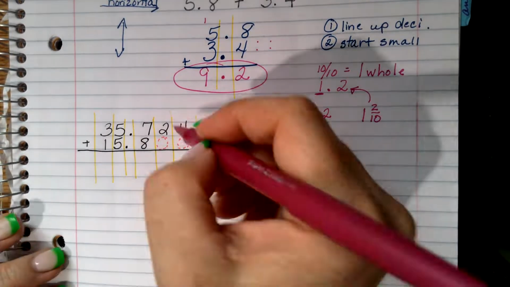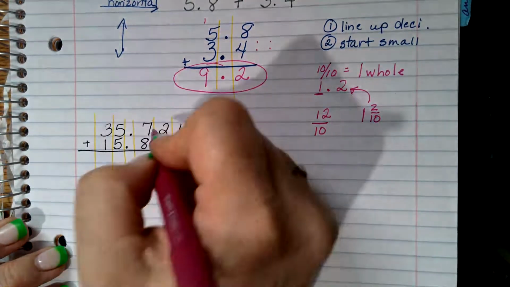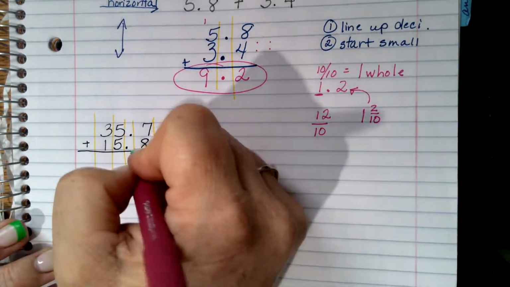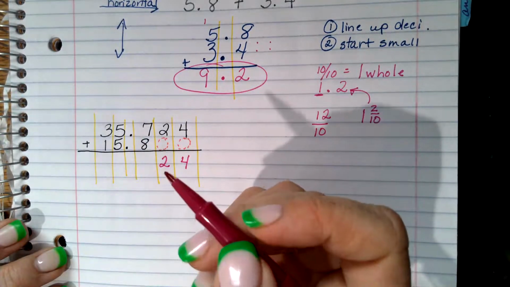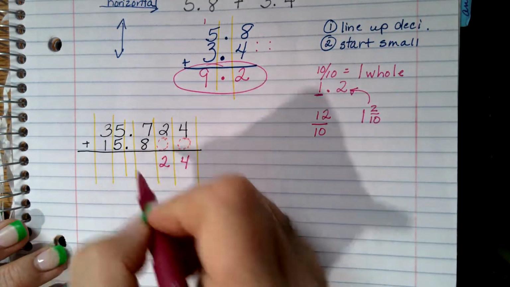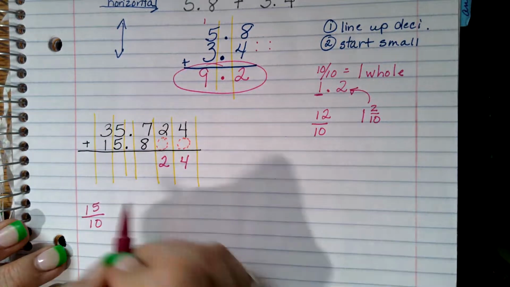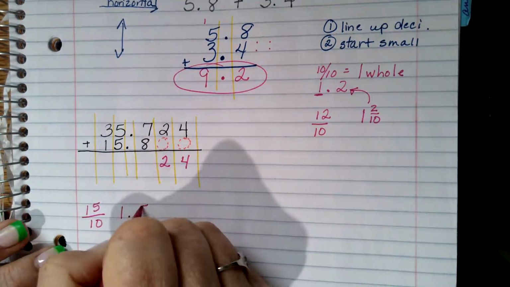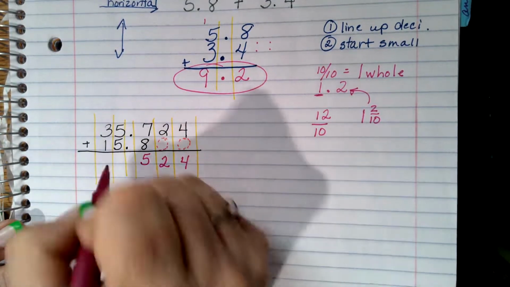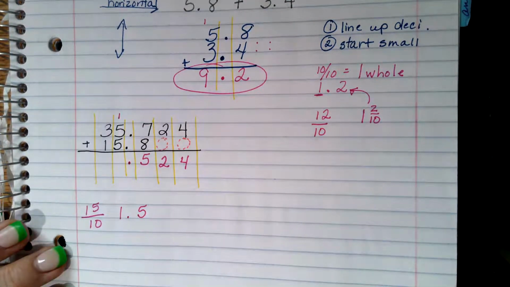So if we add 4 plus 0, our answer is 4. 2 plus 0, our answer is 2. 8 plus 7, do the math on that. 8 plus 7 is 15. We can't put 15 in here. So 15/10 is exactly what that means, which is the same as 1 and 5/10. So we put our 5/10 in the tenths place, and we carry our 1 over to the ones place.